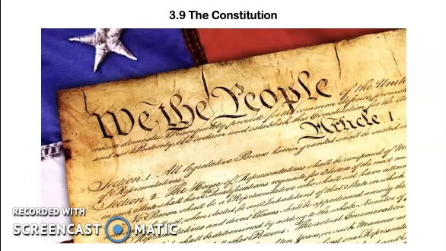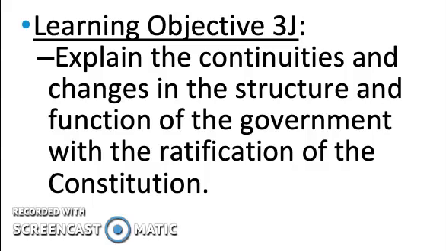We're back here for our next lecture in AP US History. Today we're going to be covering topic 3.9, the Constitution. It's a fairly short lecture today that goes after Learning Objective 3J: explain the continuities and changes in the structure and function of the government with the ratification of the Constitution.